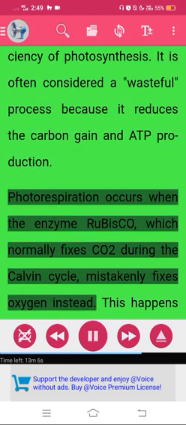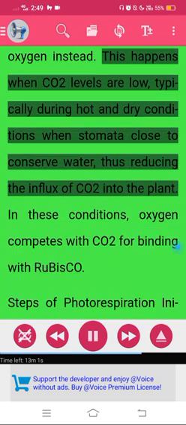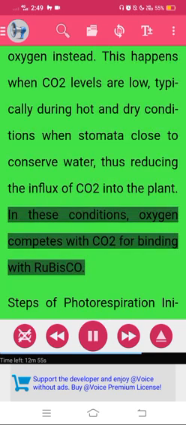Photorespiration occurs when the enzyme Rubisco, which normally fixes CO2 during the Calvin cycle, mistakenly fixes oxygen instead. This happens when CO2 levels are low, typically during hot and dry conditions when stomata close to conserve water, thus reducing the influx of CO2 into the plant. In these conditions, oxygen competes with CO2 for binding with Rubisco.